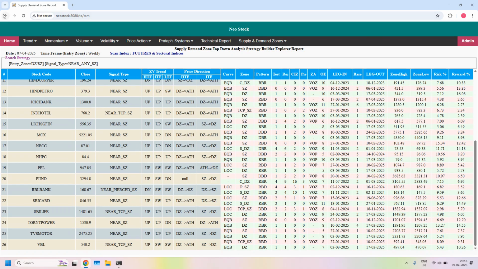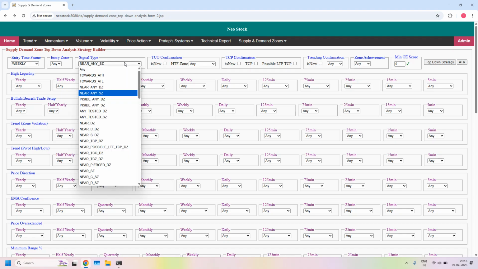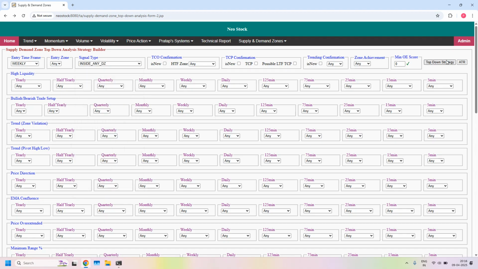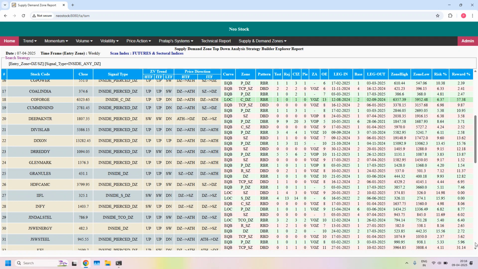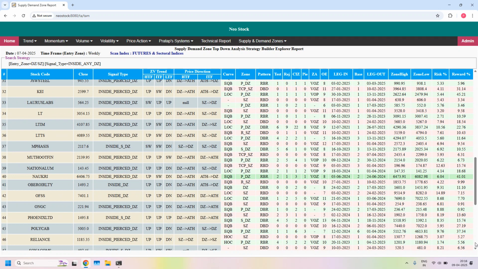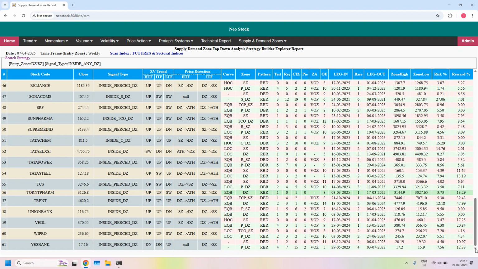Okay, next. Price closed inside the weekly demand zone. We got a big list. First 16 stocks in the list. Scrolling the list down. So total 61 stocks are filtered.